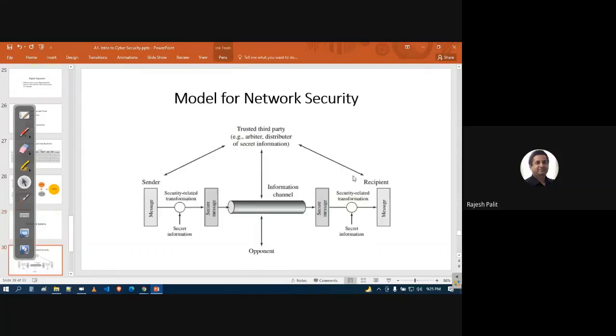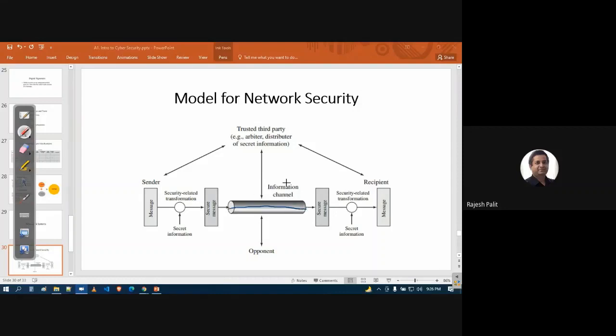Now, network and system. Here you see we have the sender and receiver or recipient on both sides, and to be able to communicate, they need to trust a third party, as I mentioned earlier, a government or security organization, a key manager or distributor of secret information. So that is the third party, and they need to communicate secret messages over an information channel.